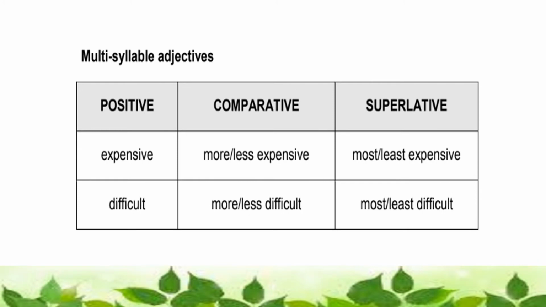Multi-syllable adjectives. So we have here the positive, comparative, and then the superlative form. For the positive form, the word is expensive. Comparative form, more or less expensive. Superlative form, we have the most and least expensive. And we have another word, difficult. More or less difficult. Most and least difficult.